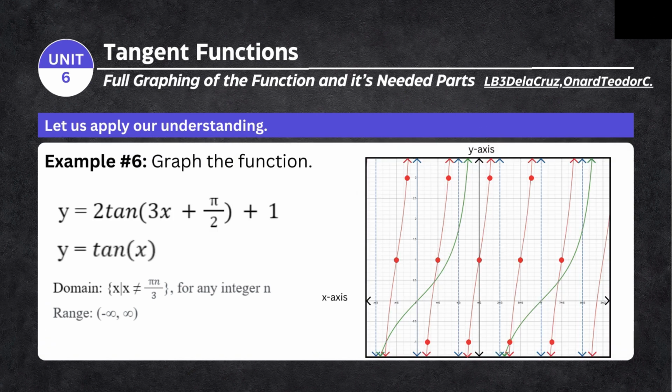To finally take a good look at the graph, here's the graph of the function y is equal to 2 tangent times quantity 3x plus pi over 2 plus 1, together with the mother function y is equal to tangent x. Provided are the domain and the range, being all real numbers as said earlier. You may take a good look at the graph, and I also plotted the 13 points mentioned earlier for easy visualization and graphing.